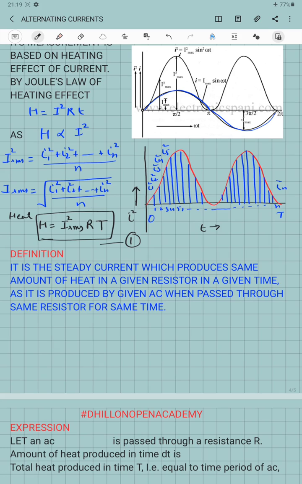So in this case, whether we are passing an AC current through a resistor for a time equal to its own time period of the AC cycle, capital T, or we pass this steady current I RMS through the same resistor for the same time capital T, in both cases the heat produced will be the same. Then we can say that this RMS value of the current, I RMS, is equal in magnitude to that value of the AC.